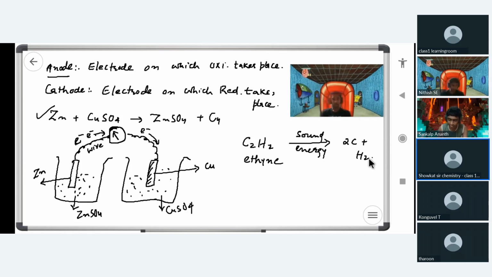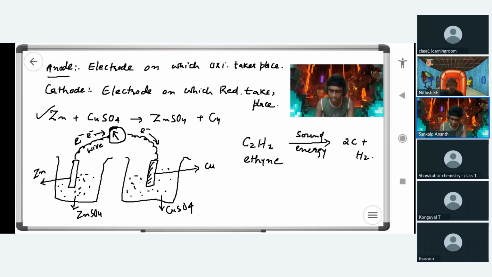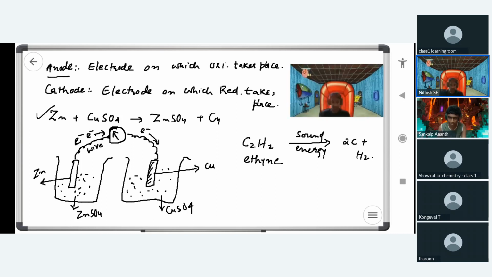Is it balanced? Yes, sir. Exactly, it is balanced. It is also sunlight energy, right? So, sunlight also. So it's also a photochemical reaction. Whenever we have any reaction which absorbs the sunlight, that is definitely a photochemical reaction. This is also a photochemical, right? So photochemical and sound.